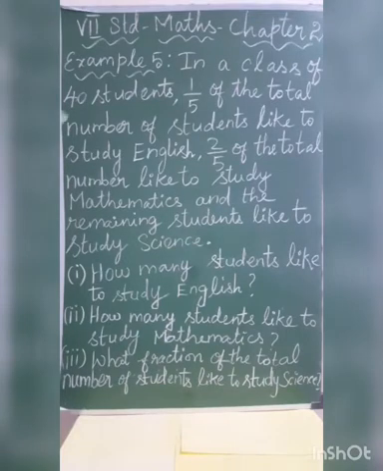In a class of 40 students, 1 by 5 of the total number of students like to study English. 2 by 5 of the total number like to study mathematics, and the remaining students like to study science.